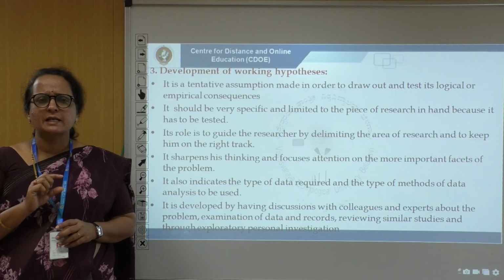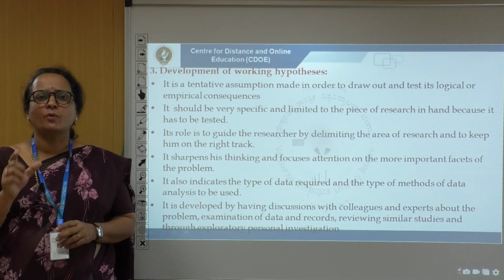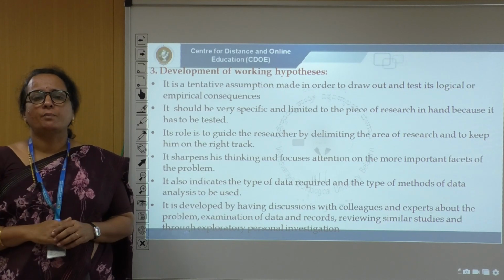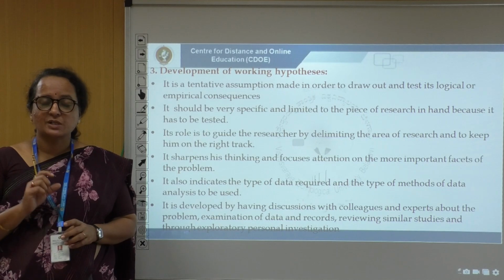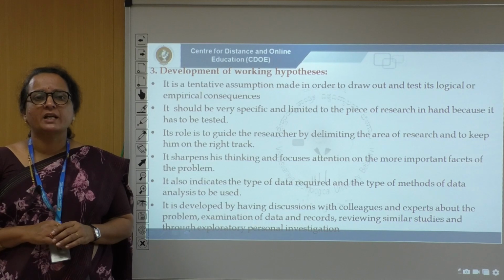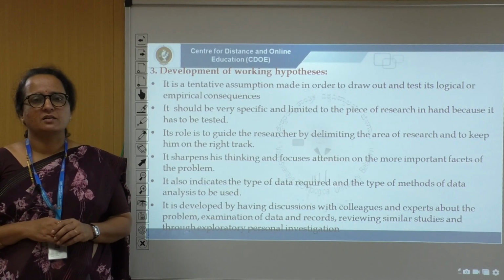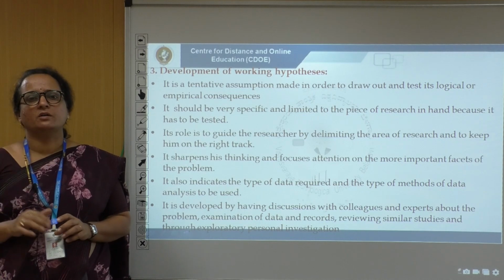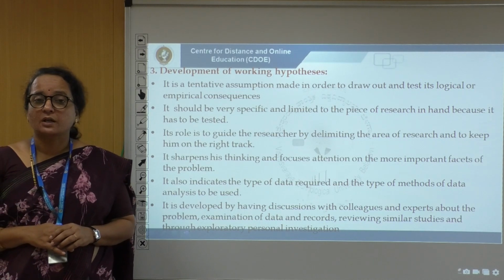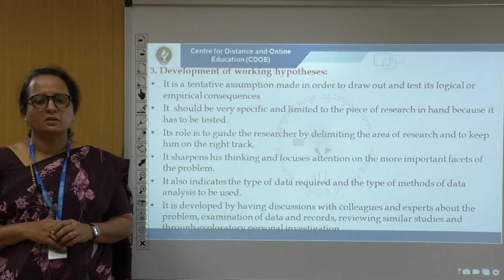You should not state the hypothesis in a vague way. It should be very specific, to the point, relevant to the problem in hand. So such a hypothesis must be developed by the researcher. It should be very specific and limited to the piece of research in hand, related to the particular topic. This is the requirement.